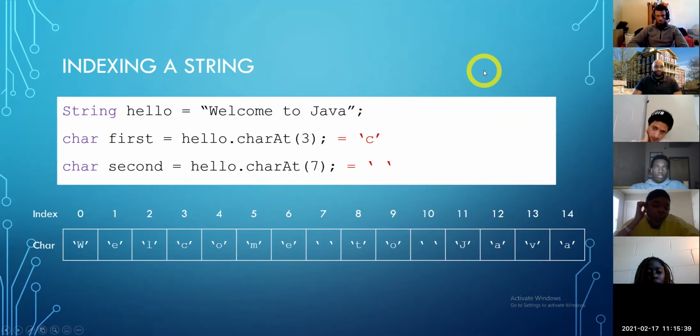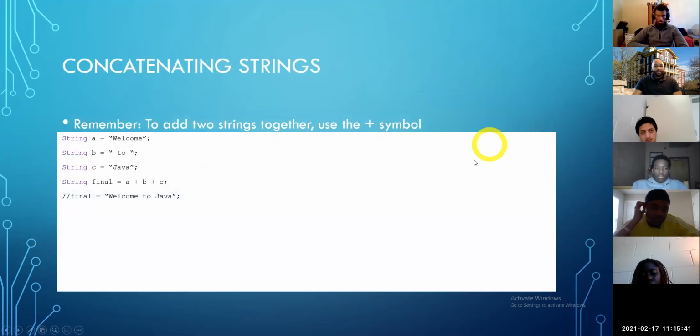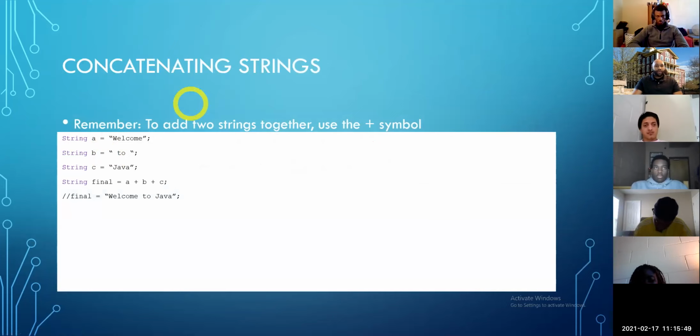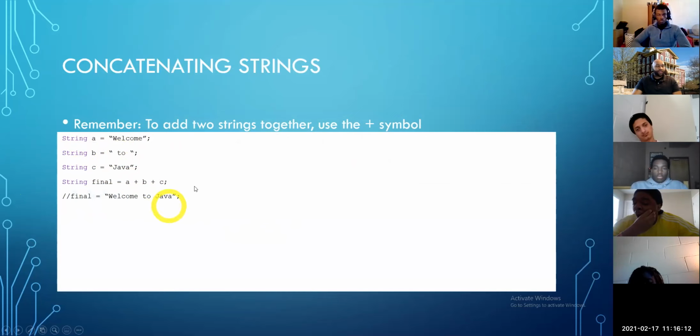All right. And remember, if you think back to last class, we can concatenate or add strings together. So if we say string A is welcome, string B is to, string C is Java, if we concatenate all three of these together, our final would be welcome to Java. Right? We're adding them together as you had expected. String B has 2 spaces in here, so that's why the final string has those 2 spaces as well. Okay.